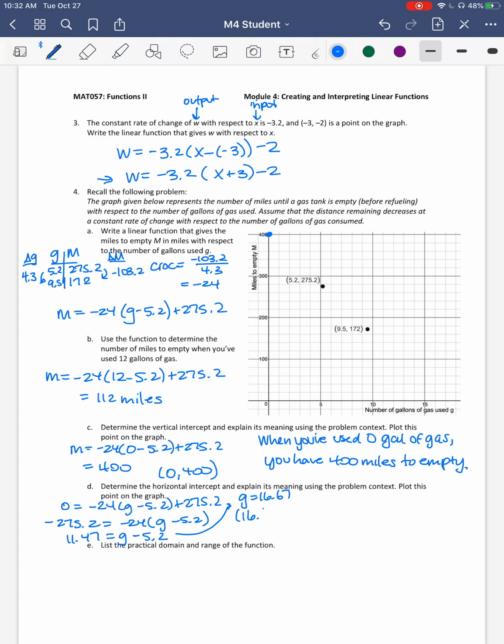So my intercept is going to be (16.67, 0). So the input of 16.67 is going to result in an output of 0. And so essentially what that means is when you've used 16.67 gallons of gas, you can go no farther. Your tank is empty, I guess I'll say.